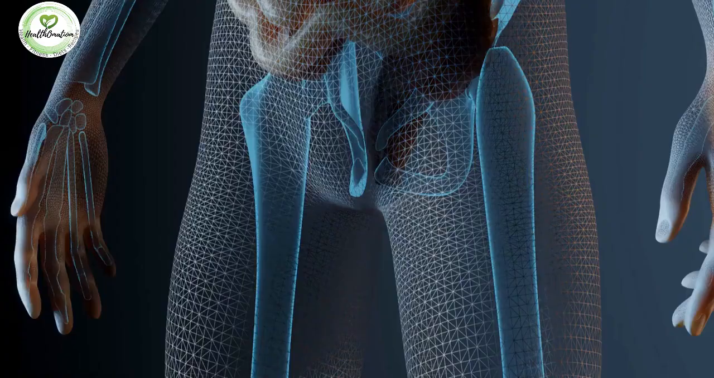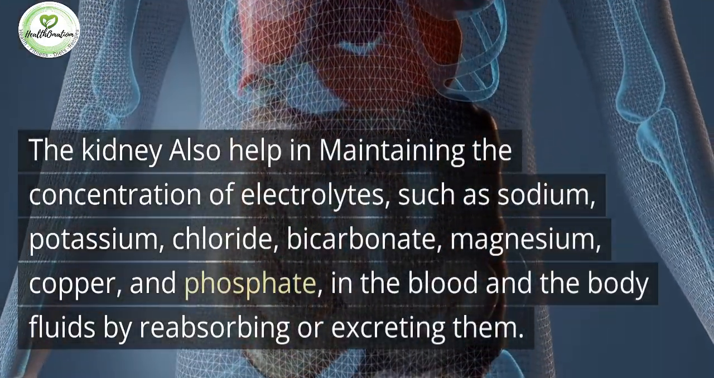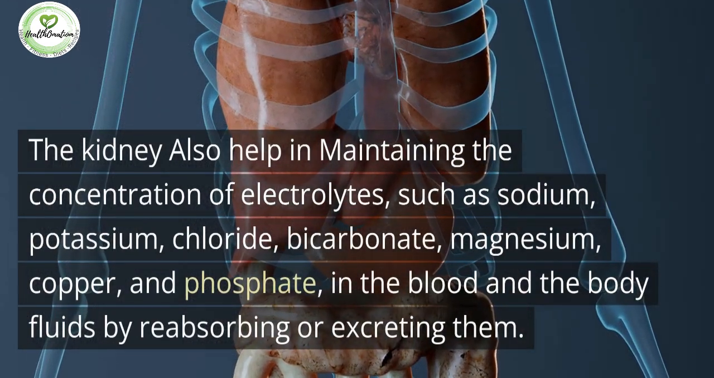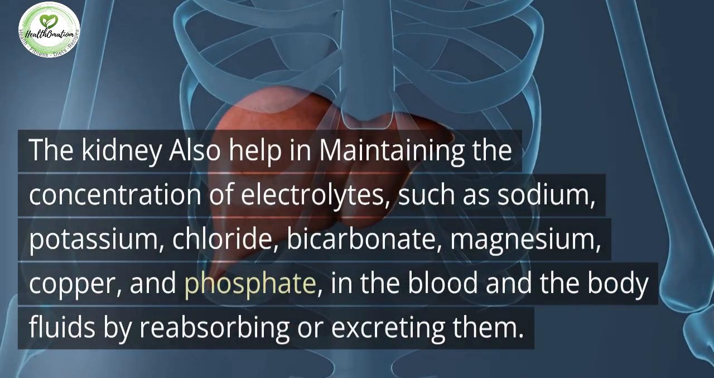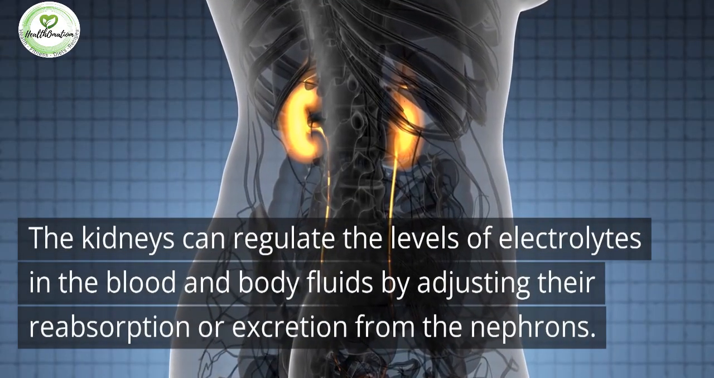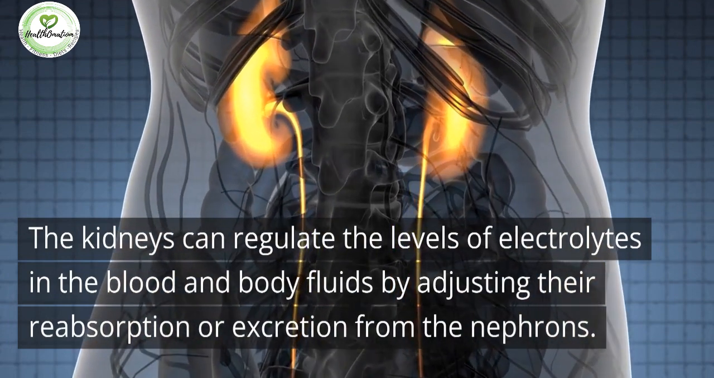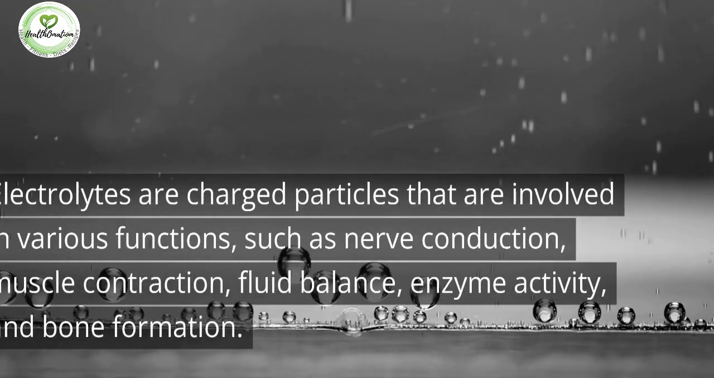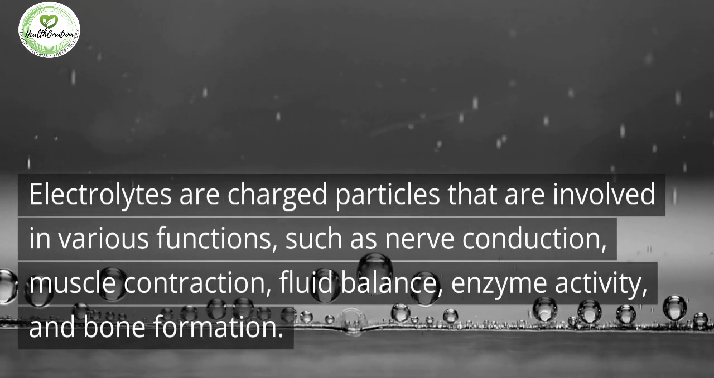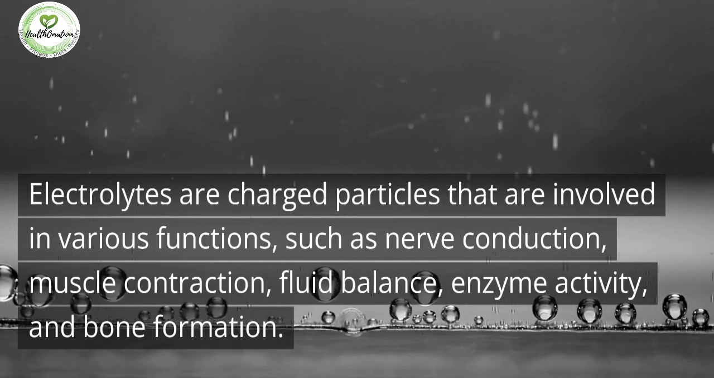The kidneys also help in maintaining the concentration of electrolytes, such as sodium, potassium, chloride, bicarbonate, magnesium, copper, and phosphate in the blood and the body fluids by reabsorbing or excreting them. The kidneys can regulate the levels of electrolytes in the blood and body fluids by adjusting their reabsorption or excretion from the nephrons. Electrolytes are charged particles that are involved in various functions, such as nerve conduction, muscle contraction, fluid balance, enzyme activity, and bone formation.